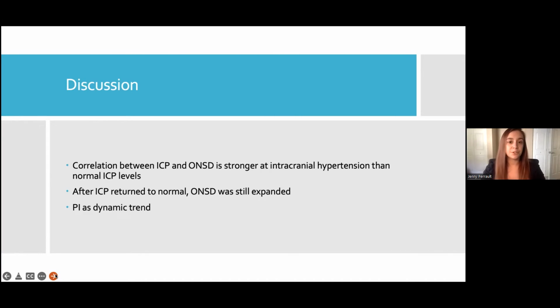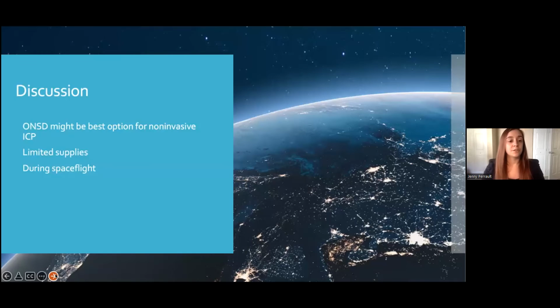The relationship between PI and ICP still isn't completely clear, but this study stated that PI should be used more as a dynamic trend of ICP rather than giving us specific measurements of ICP. So further, ONSD might be the best option for non-invasive measurements of ICP, and that can be really useful in settings like a small rural hospital that might not have the appropriate supplies for invasive measurements of ICP.